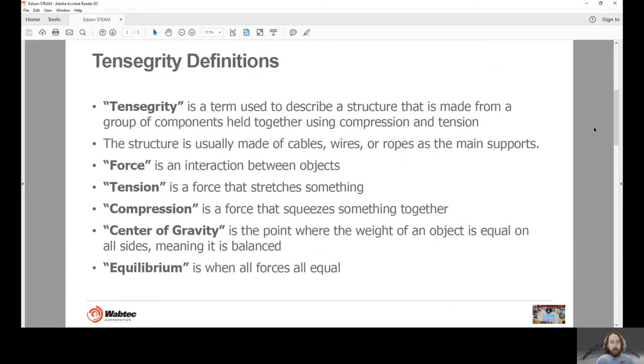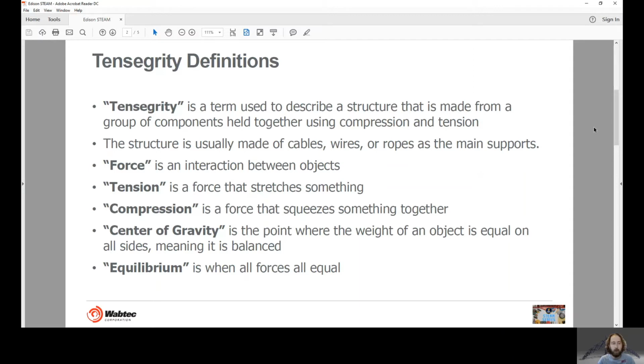So before we get started, I wanted to go over a few definitions with you guys. Tensegrity is actually a word used to describe a structure, which is like a building or a chair or a table that is made from a group of components held together using compression and tension, which we'll talk about here in a moment. The structure is usually made of cables and wires or ropes as the main supports. So when we show you guys some pictures, you're probably going to have seen something like this before.